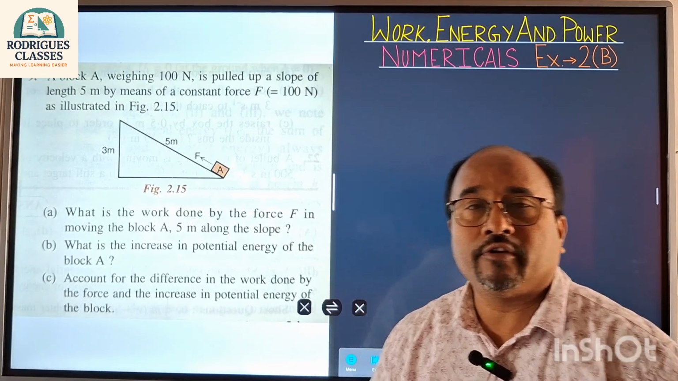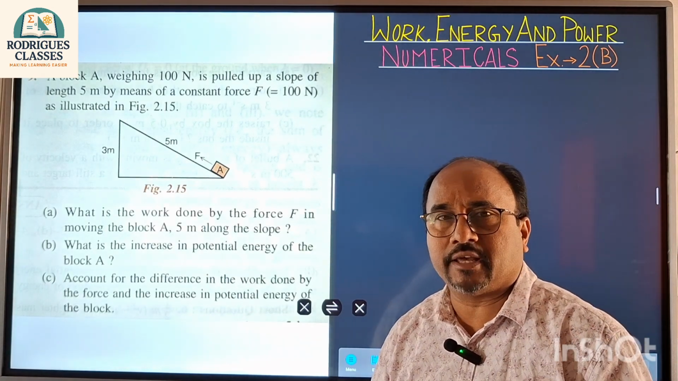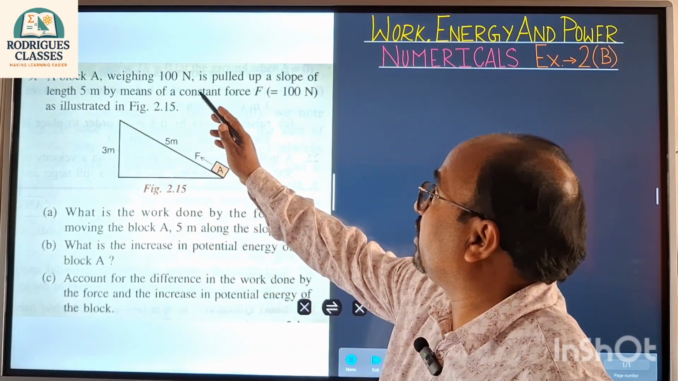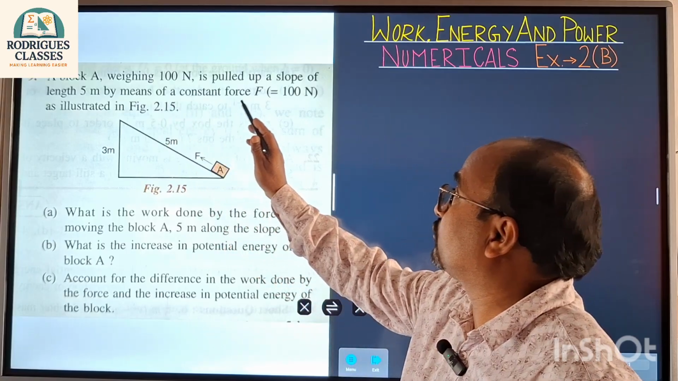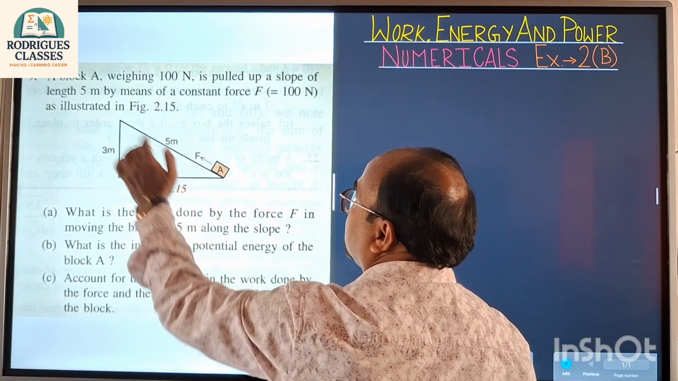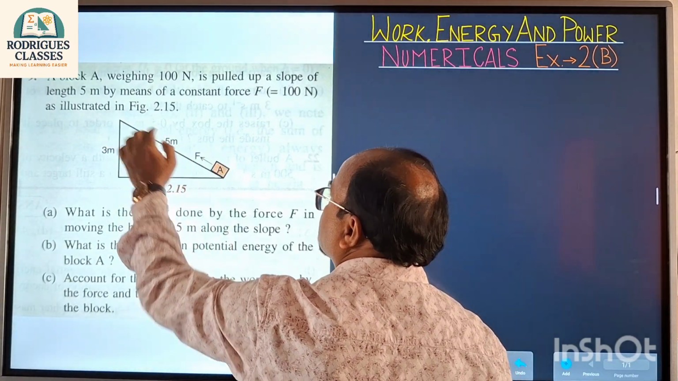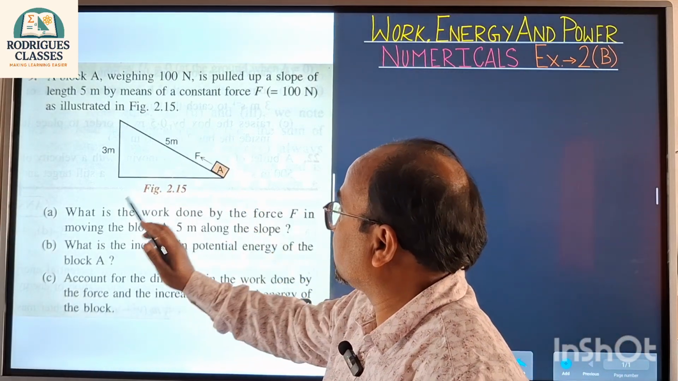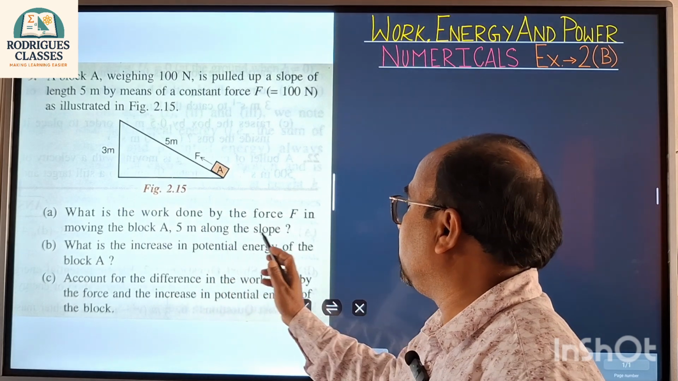So now till now we were having a lot of very easy sums. Now a little bit better sum is there. Okay, so let us take a look at numerical number 9. A block A weighing 100 Newton is pulled up a slope of length 5 meter by means of a constant force F of 100 Newton. So this is an inclined plane, and this block at A is being pushed or pulled like this a distance of 5 meter, okay, and then it is asking what is the work done by the force F in moving the block A 5 meter along the slope.